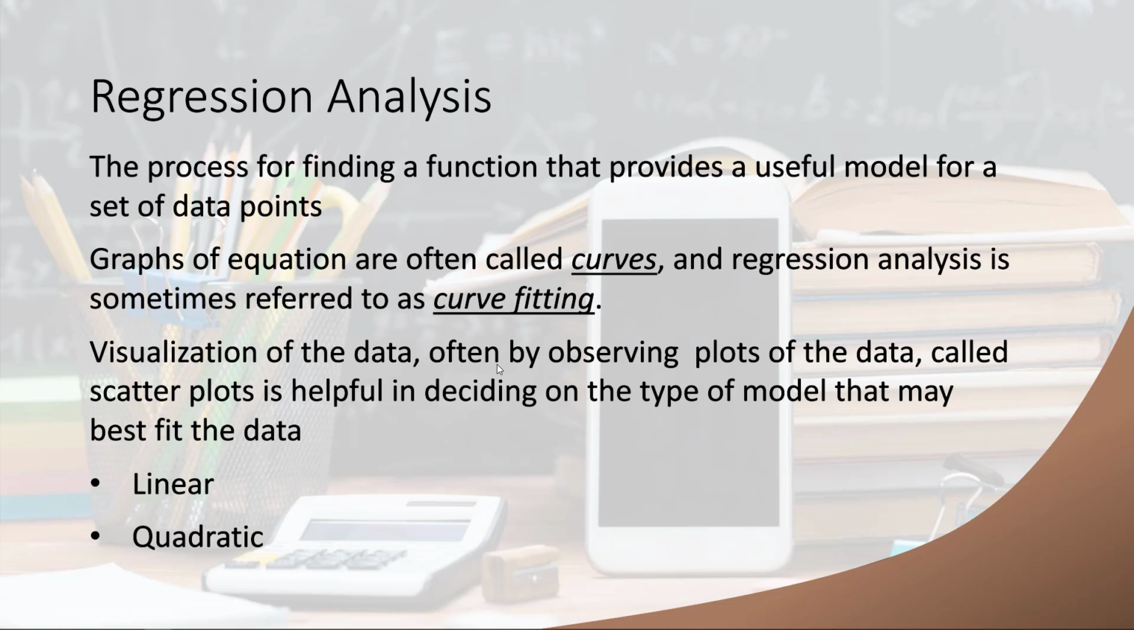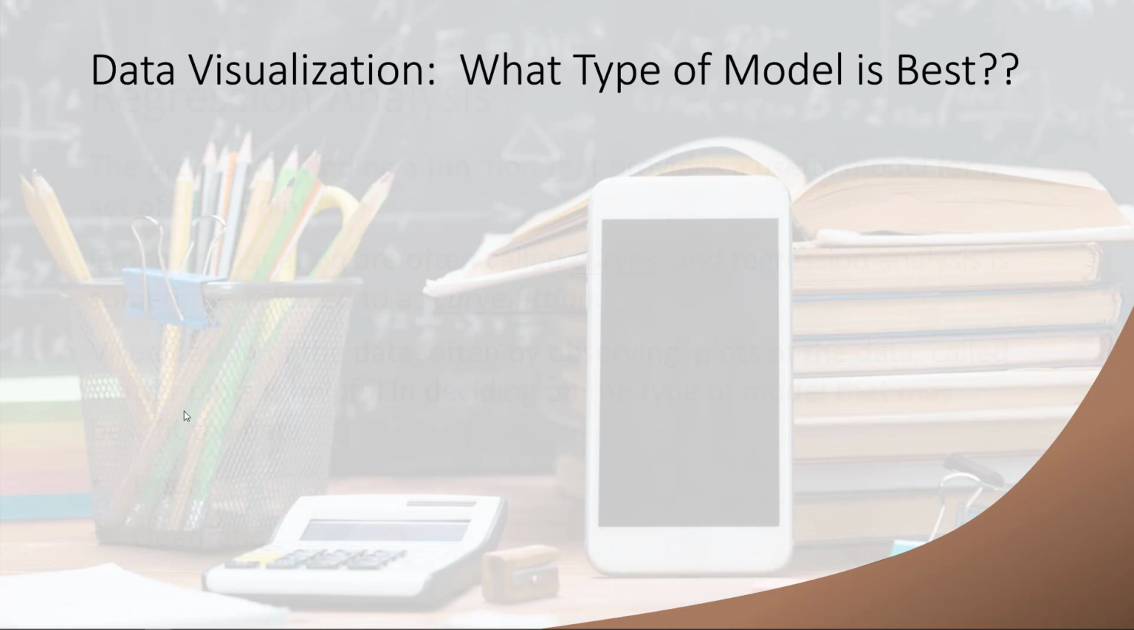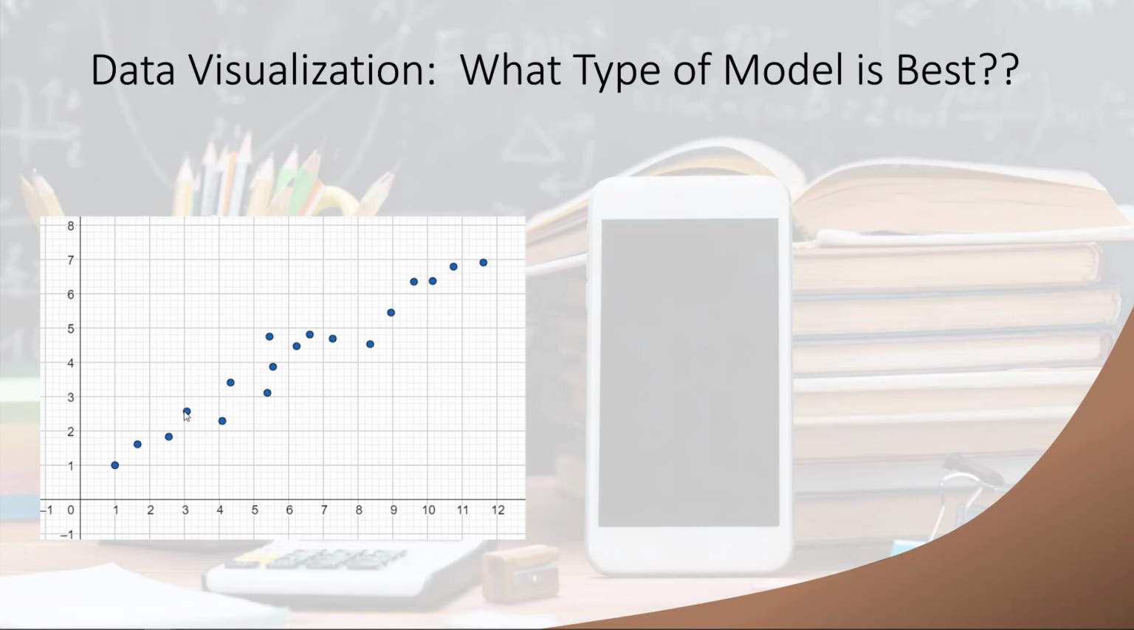And before we do that, it's usually helpful to visualize the data. And we do that by basically observing plots of data, and we call those plots scatter plots. And yes, this should be underlined, because that is something that I would like you to put into your notes, at least if you're using the guided notes. And these are helpful in deciding what kind of model best fits the data, whether it be linear or quadratic or whatever. For example, take a look at this scatter plot.